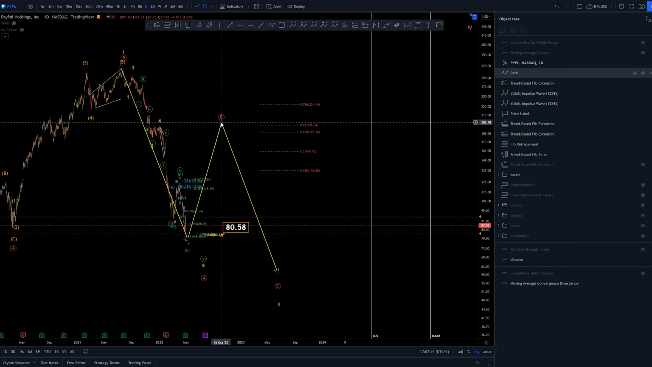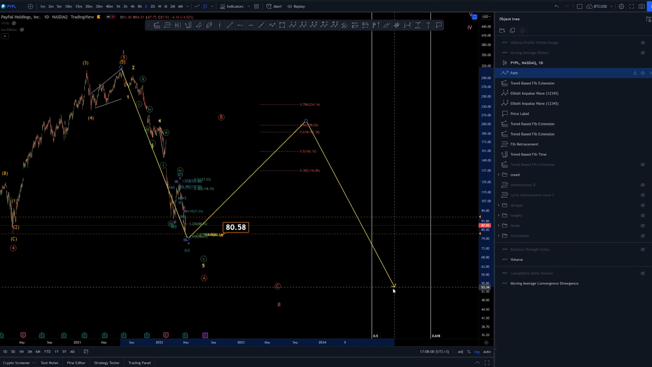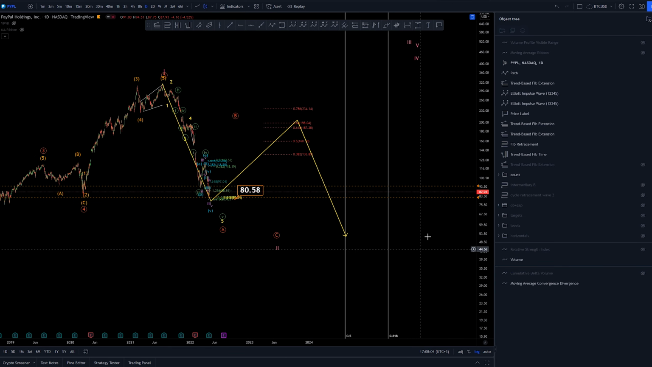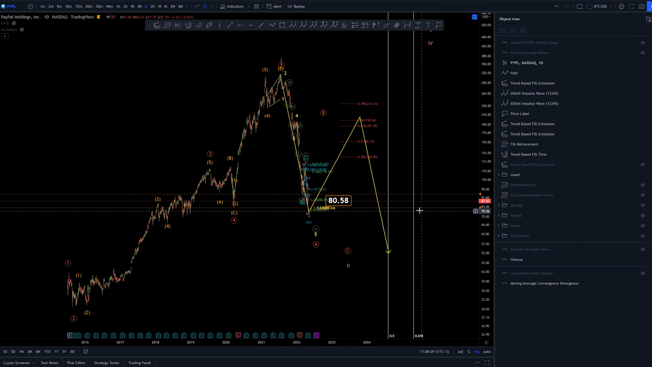This B wave again could take way more time, as it could be a flat of some sort, wasting more time, and we could get ourselves to these areas where the time analysis would be making some sense as well.